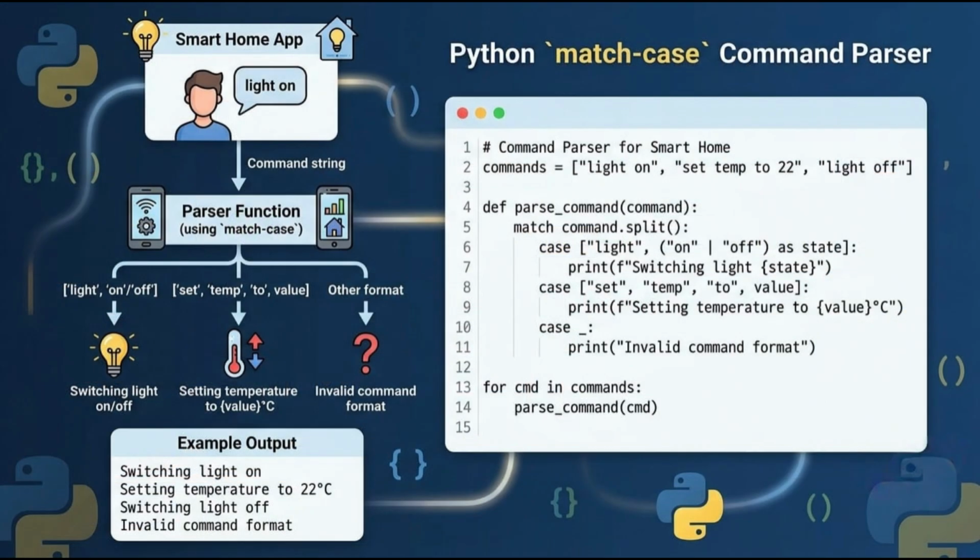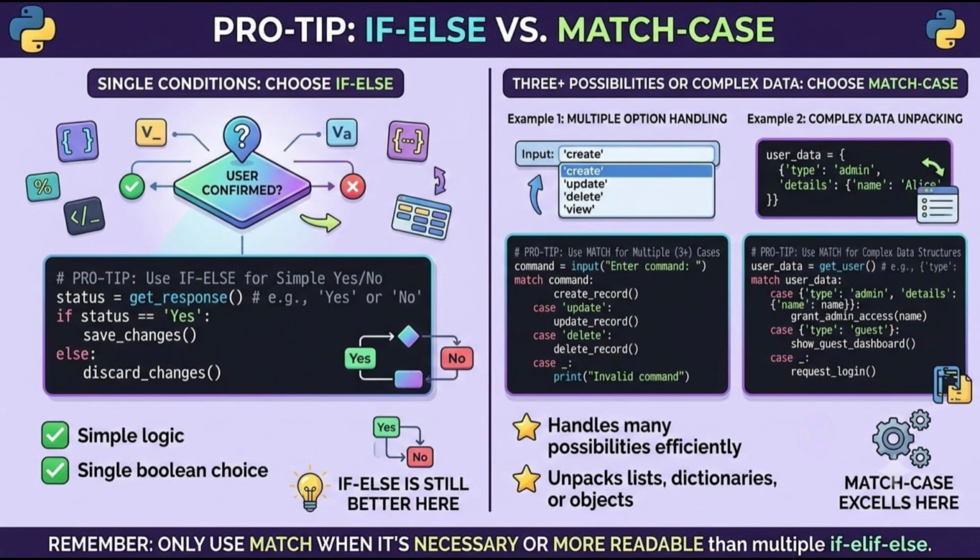Let's build a quick command parser for a smart home app. We'll handle commands like light on, light off, and set temp. Using match case, we can write a robust parser in just 10 lines of code that would have taken 30 lines using traditional methods.